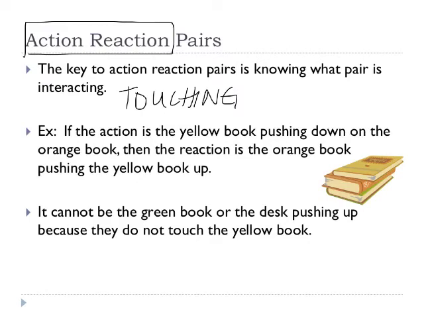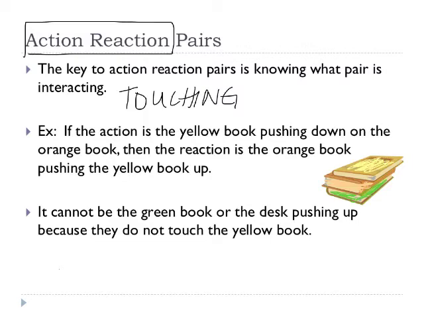So say, for example, down here with the books. We have a green book down at the bottom, and then we have the orange book, and then we have the yellow book. Based on our colors here, if the action is the yellow book pushing down on the orange book, so the yellow book's force of gravity is pushing on the orange book, then the orange book is pushing the yellow book up because those two are touching. That's a possible action-reaction pair.